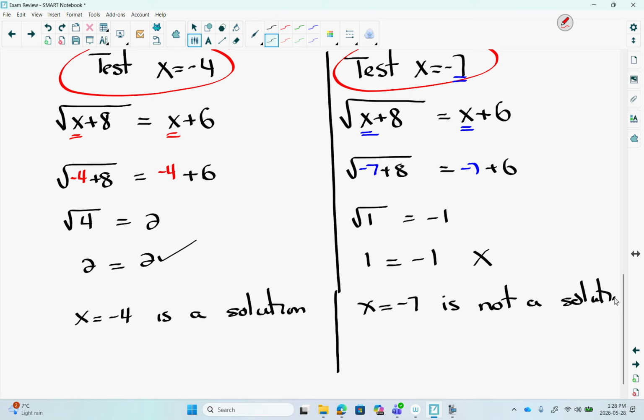Or what's the $50 word for not a solution? It's extraneous. That's right. X equals -7 is an extraneous solution or is not a solution. That's it. That's all for today.